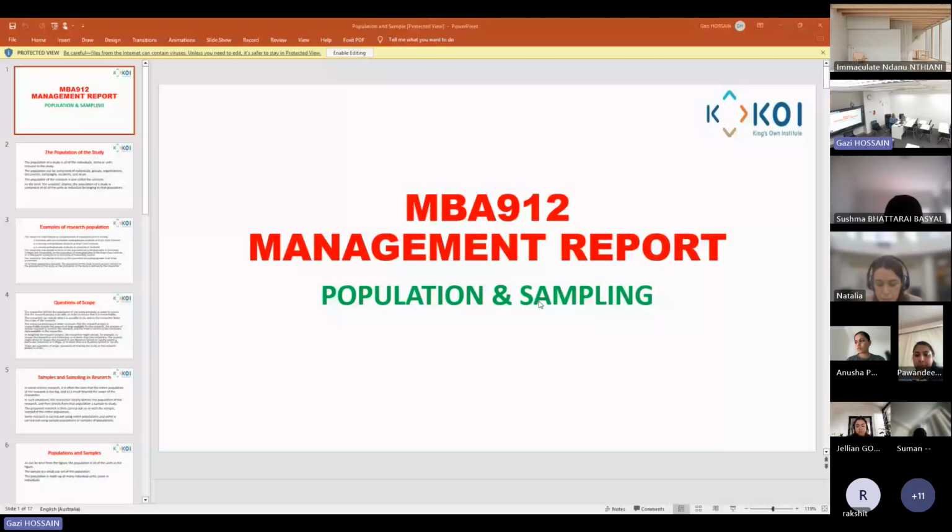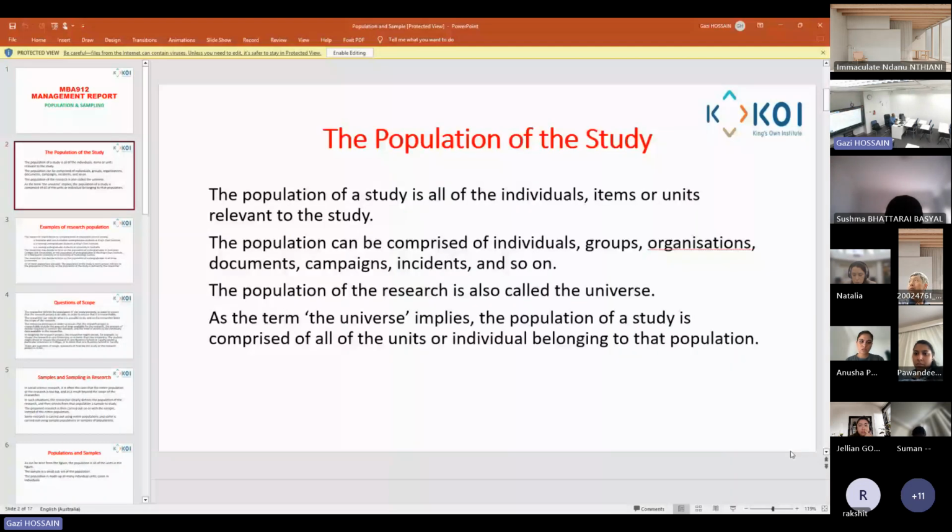We also need to collect data from students of different cultural backgrounds, or different country-based students. Now let's start. Here, the population of the study.